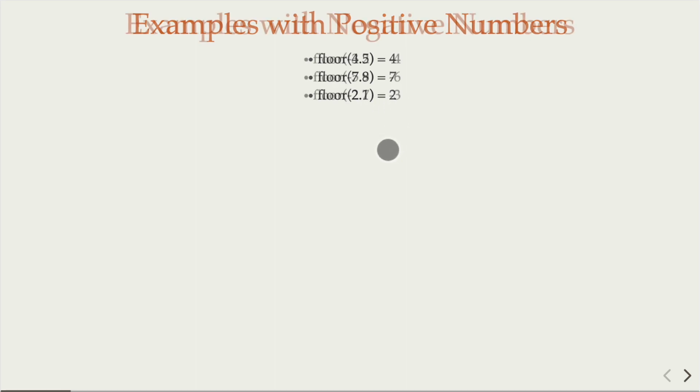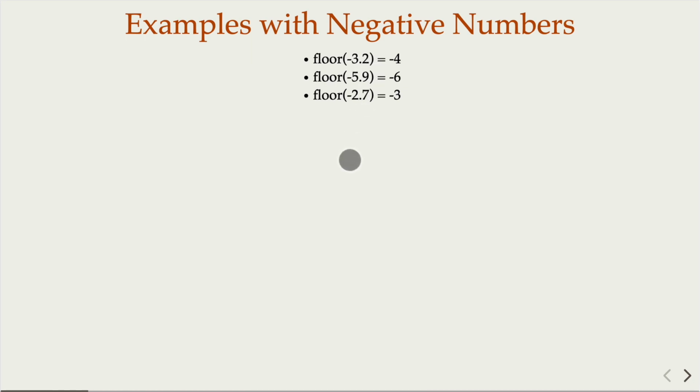Now for a negative number, because we're looking for the largest integer that is smaller than or equal to it, in this case for negative 3.2, the floor is not negative 3 because negative 3 is bigger. Negative 4 is the floor. So for negative 5.9, the floor will be negative 6.